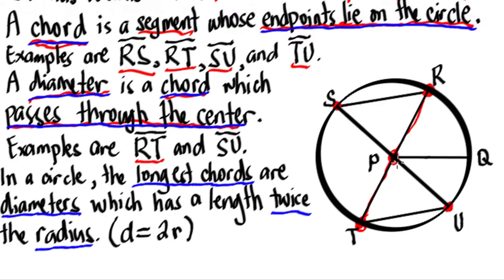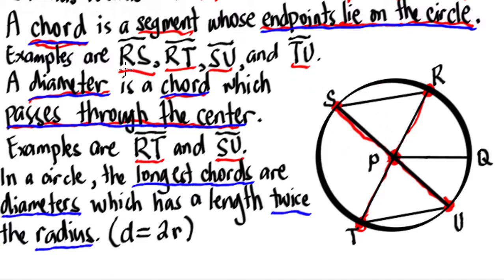Furthermore, it passes through the center, which is P. It passes through our center P of the circle. Likewise, SU is also a diameter because S is on the circle, U is on the circle, it's a chord, and also it passes through the center of the circle, which is point P. So therefore, it satisfies the definition of what the diameter is.